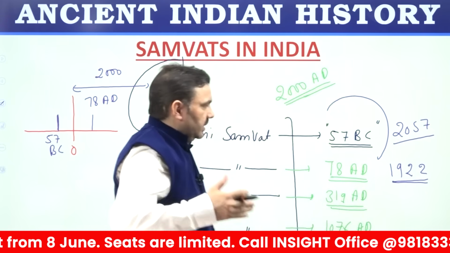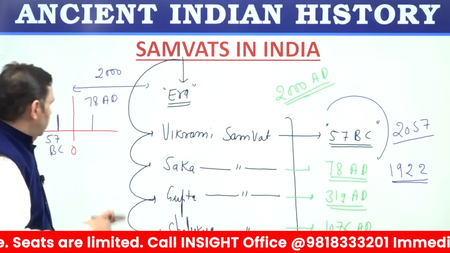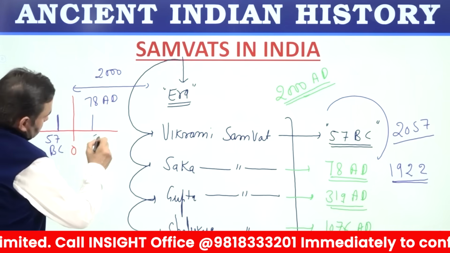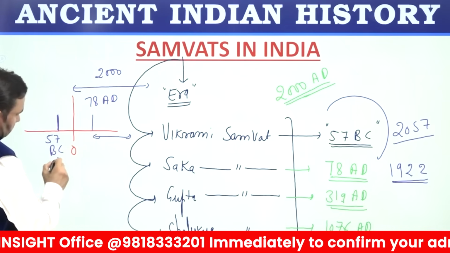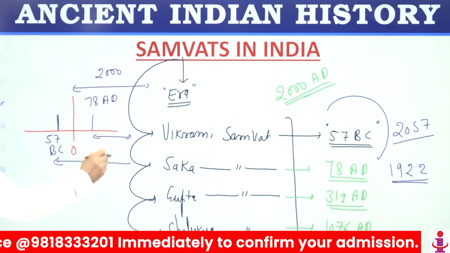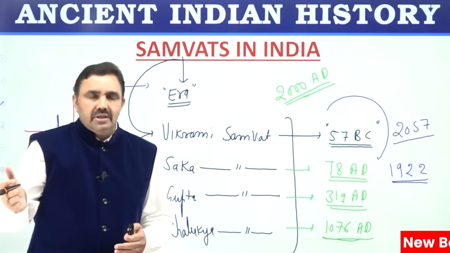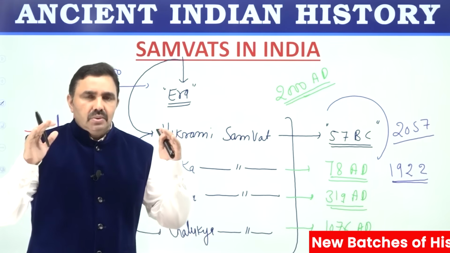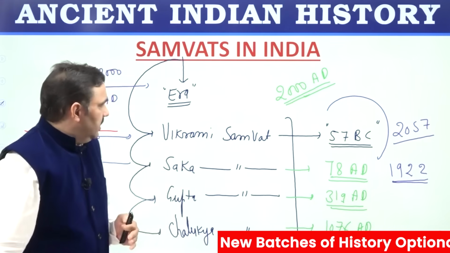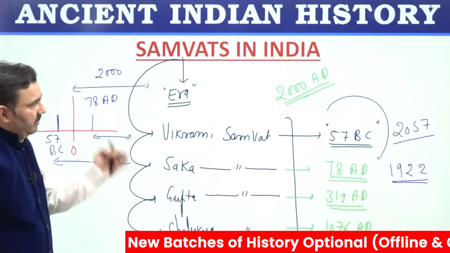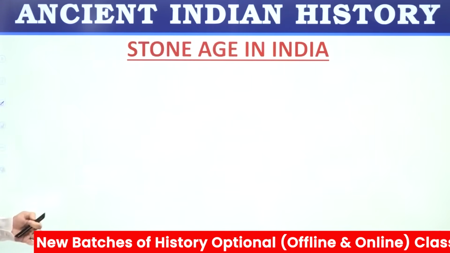1922 because in Saka era the year is counted from 78, so here years are less, and if I count from 57 BC, years are more. Same way you can convert Gupta era into Christian era and Christian era into Gupta era. So that is what a Samvat is. Vikrami Samvat, Saka Samvat, very important that you should remember.